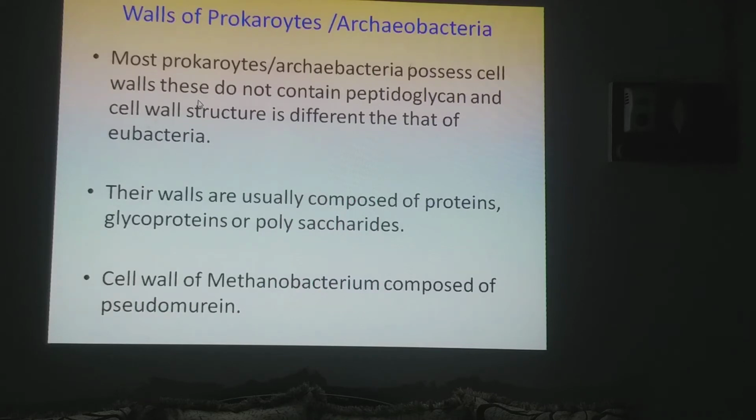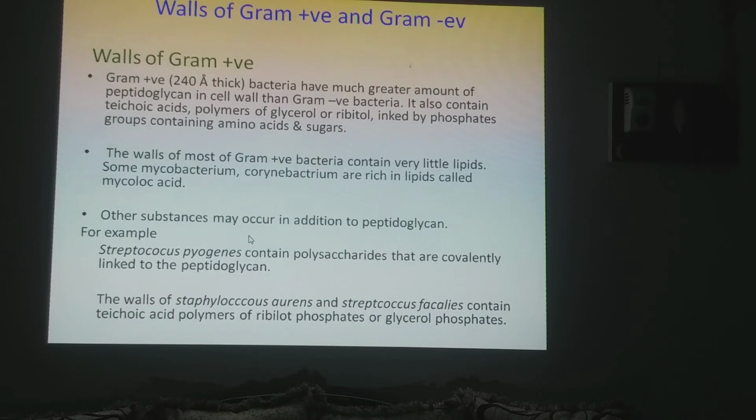The walls of prokaryote archaebacteria sometimes do not contain peptidoglycan material. So this type of bacteria, those that do not contain peptidoglycan, are composed of proteins like glycoproteins, or polysaccharides. For example, the cell wall of methanobacterium is composed of pseudomurein. So other than peptidoglycan, there are some other materials of which the cell wall is composed.